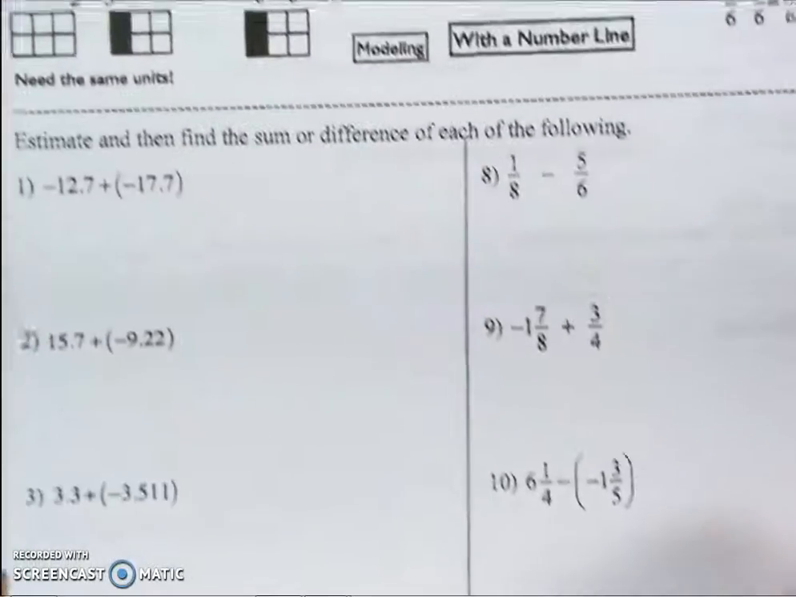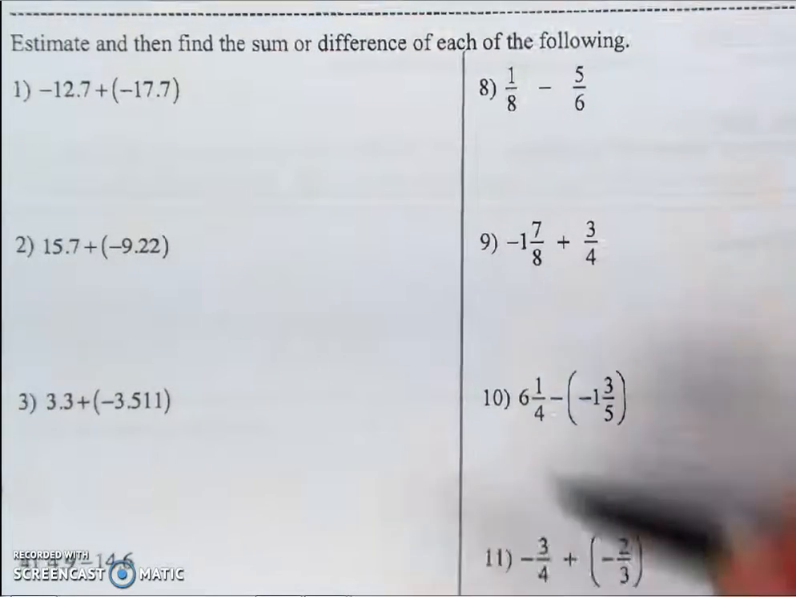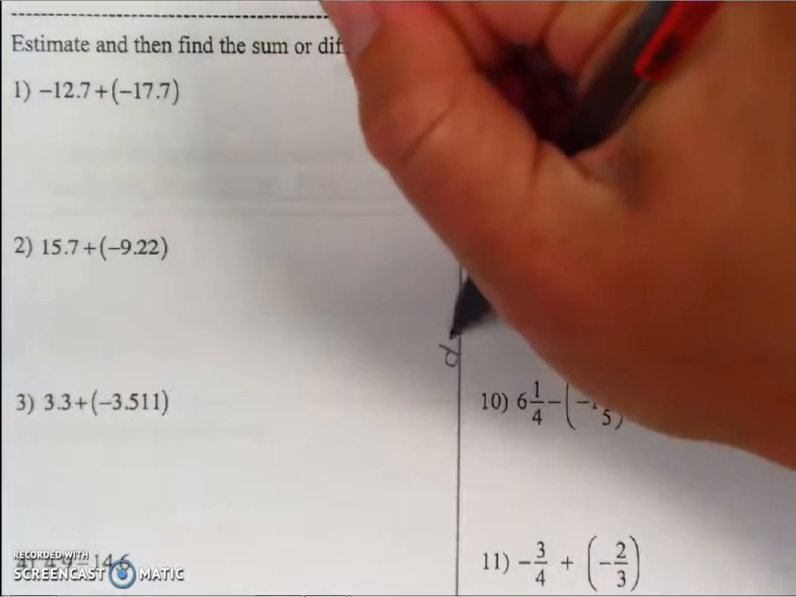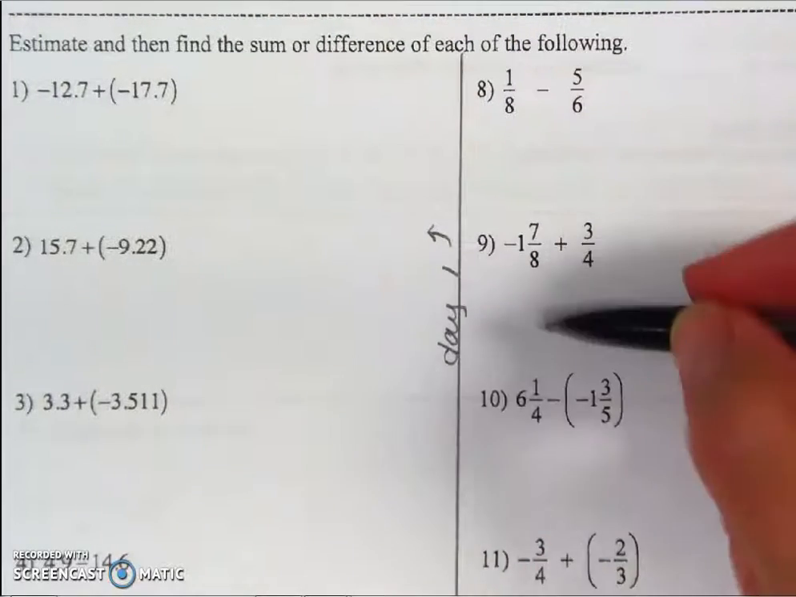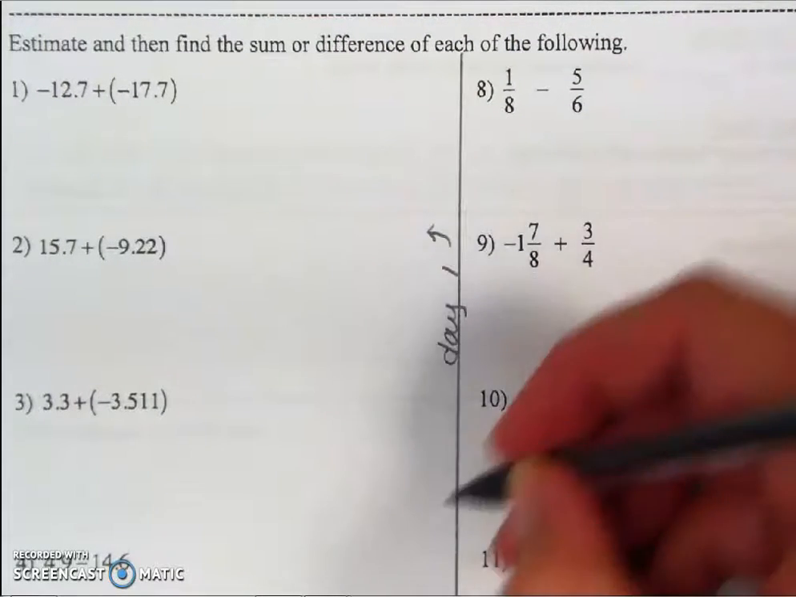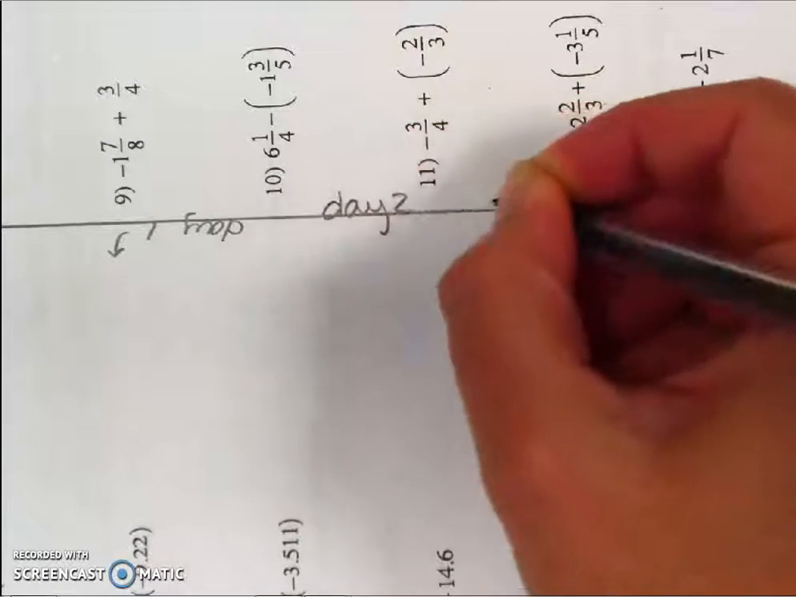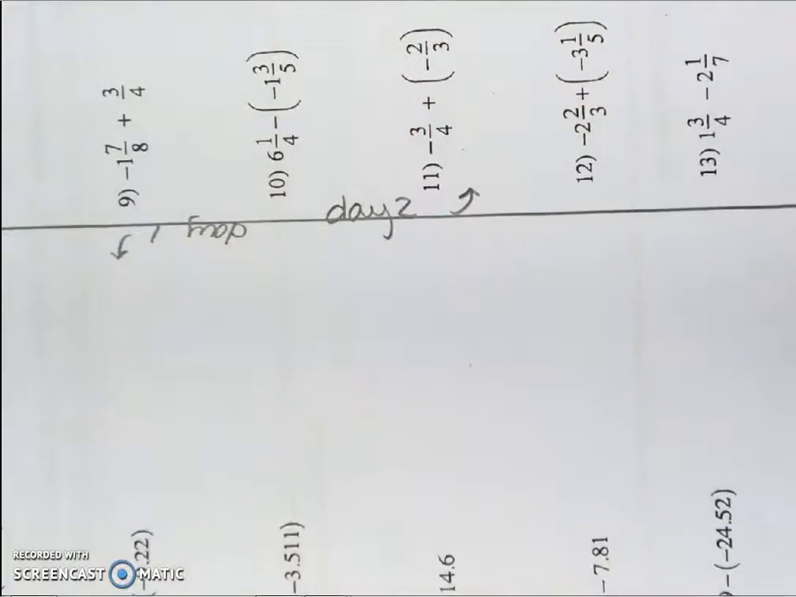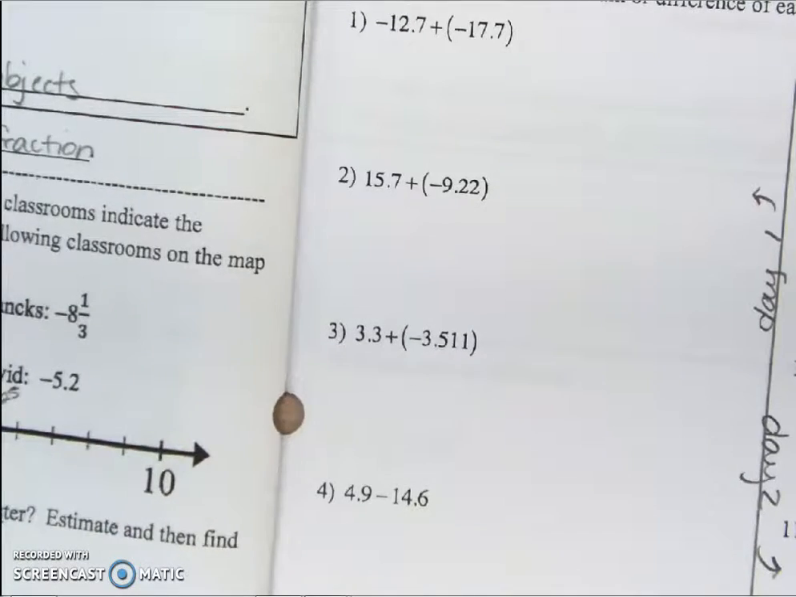Now you'll see that I drew a very big line here on the side of 8, 9, 10, 11 because this is going to be our day 1 stuff today. Day 1 is on this side and day 2 is on the other side. So I'm going to write day 2. So tomorrow we'll be looking at fractions. Today we're just going to focus on decimals. So we're just going to focus on numbers 1 through 7 today, and then you're going to try just working with decimals.